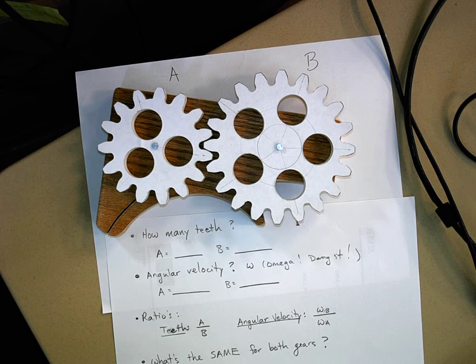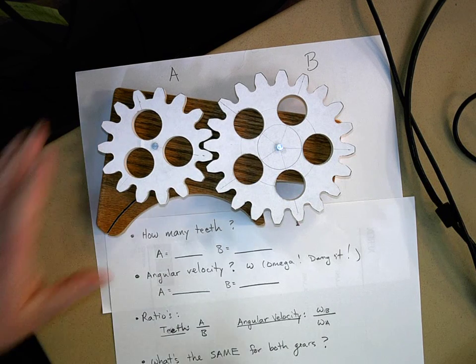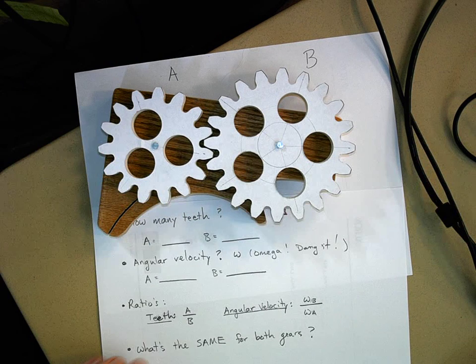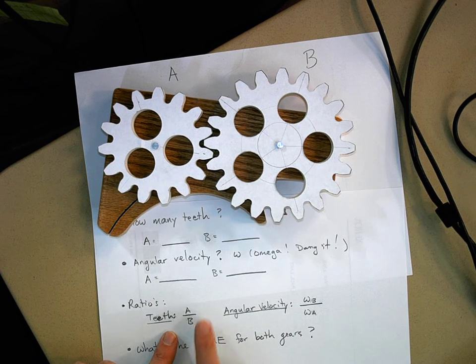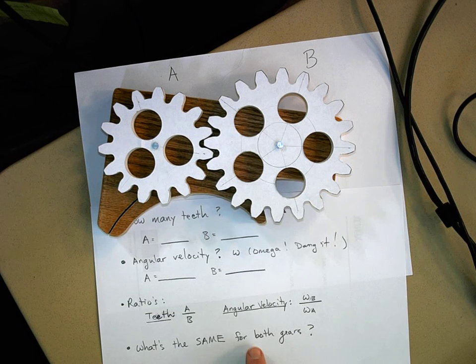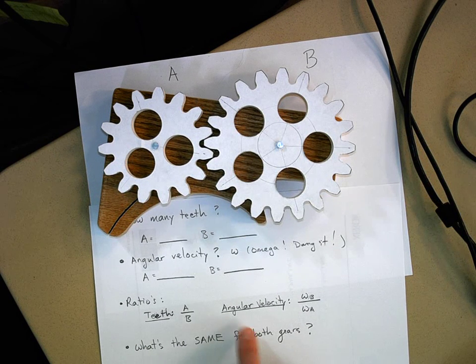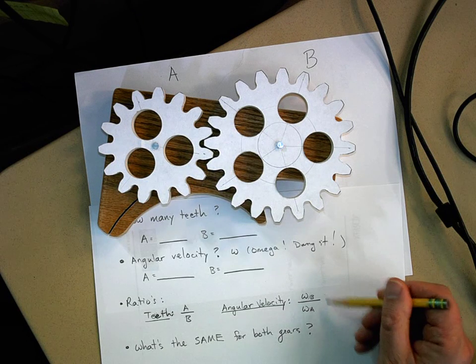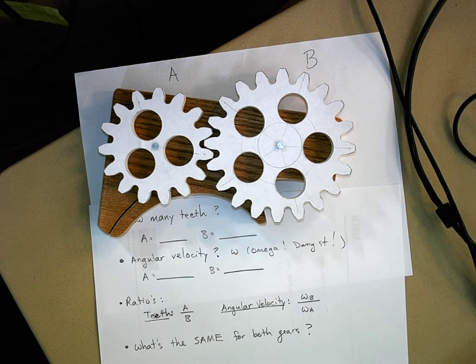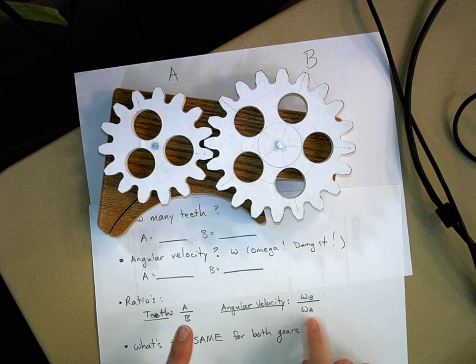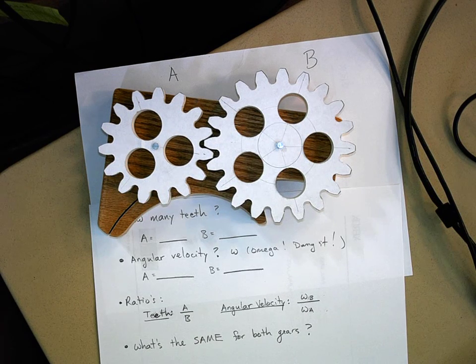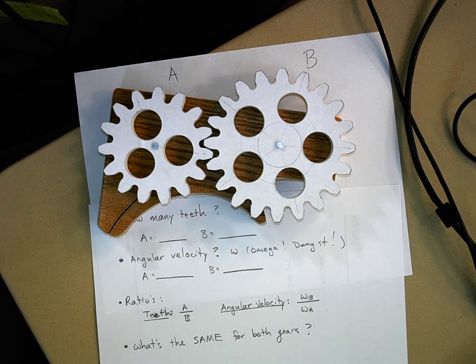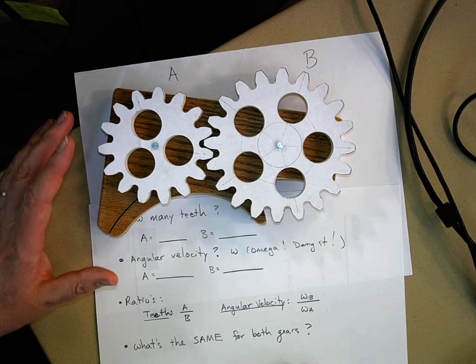Okay, now I want you to look at some ratios. I want you to calculate the ratio of the teeth of A to B. And then I want you to calculate the ratio of the angular velocity, but this time I want you to do B over A. And let's see if you notice anything about these ratios, and maybe you can figure out why.